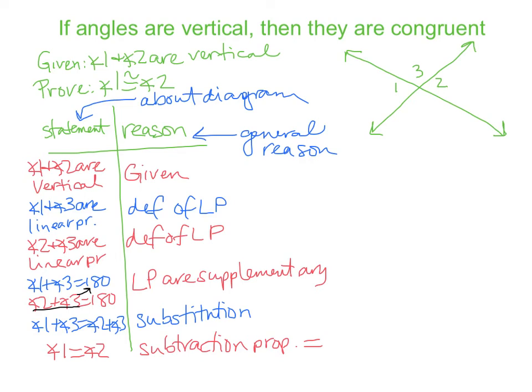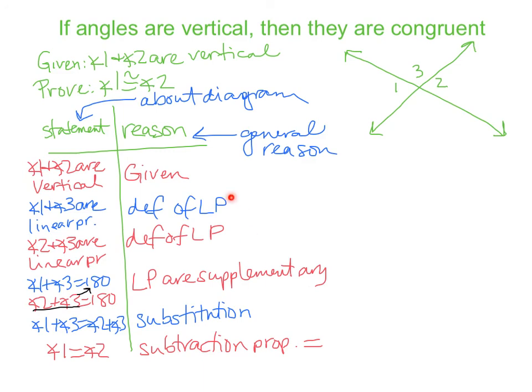Some things I want to really push and make sure you notice on this proof. First statement and reason, always the given. Statement column about the diagram: everything here is specific to our picture. The reason column, nothing about the picture. These are general rules, statements, theorems. We're going to use all sorts of things, but they're all words. They have nothing to do with the picture. The final statement is the prove statement. That's how you know you're done.